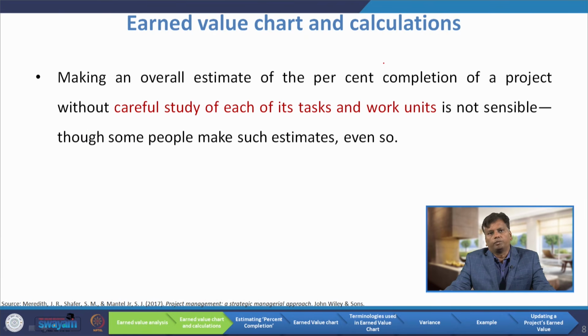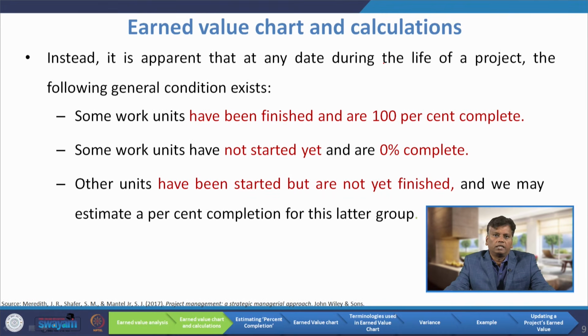Making an overall estimate of the percent completion of a project without careful study of each of its tasks and work units is not sensible, though some people make such an estimate even so. So, what is important is the study of the completion of each task; only then can we get an accurate estimate of the overall project completion. Indeed, it is apparent that at any date during the life of a project, the following general condition exists.